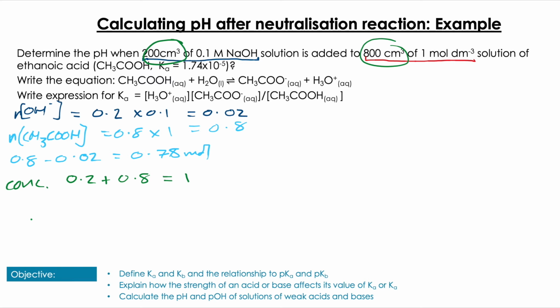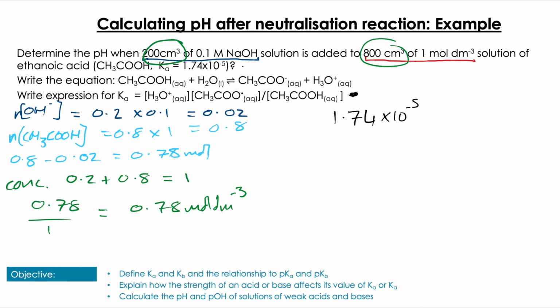Now we add the two volumes of the overall solutions together, which is going to give us 1 decimeter cubed, and then we're just going to do moles divided by volume, which is 0.78 divided by 1, which equals 0.78 moles per decimeter cubed. At this point, the question becomes exactly the same as the first two we did. Now we're just going to use the equation for Ka and plug in all the values we have.